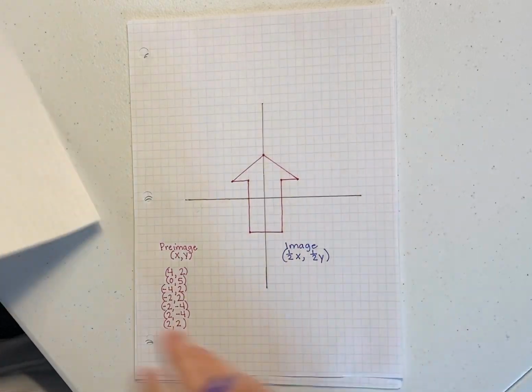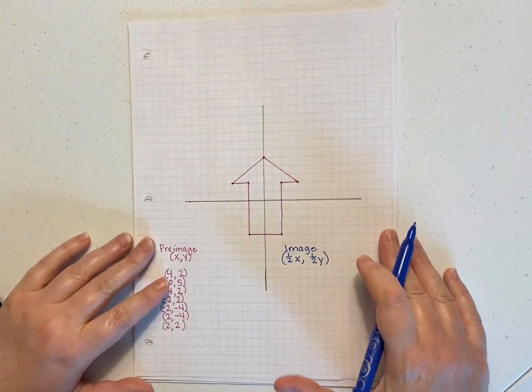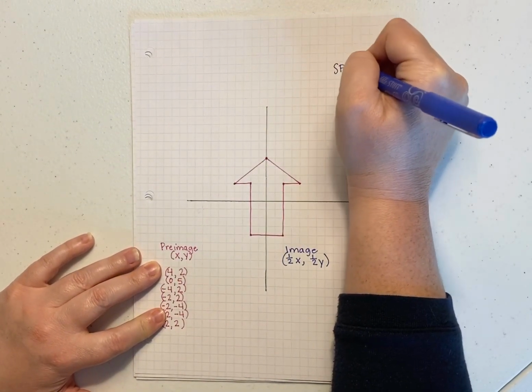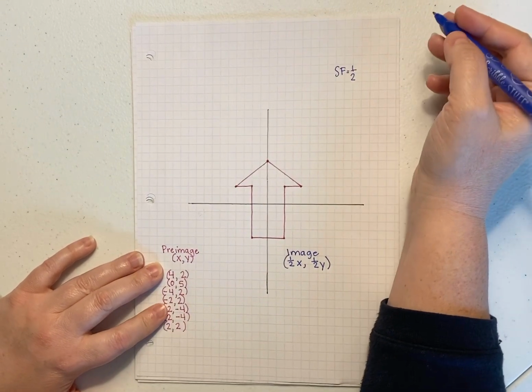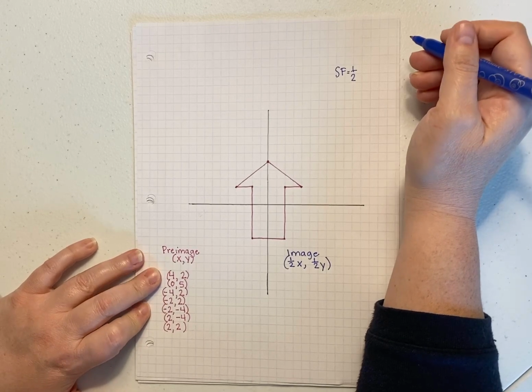And let's say here's our pre-image. I already mapped that out for us and everything. And this time our rule is to do a dilation with a scale factor of 1/2. And so if our scale factor is 1/2, do you think we're going to have an enlargement or a reduction? Yeah, it's going to be a smaller figure this time.